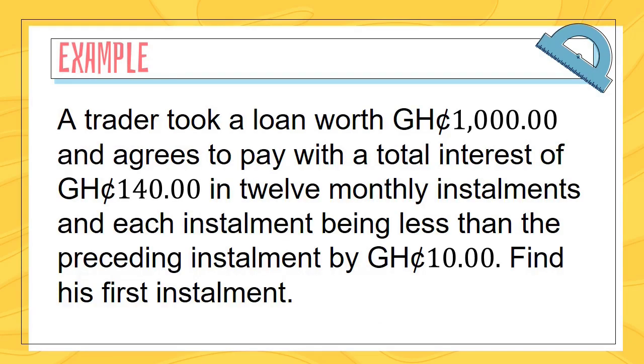66,795 cedis. In our next example, a trader took a loan worth 1,000 Ghana cedis and agrees to pay with a total interest of 140 Ghana cedis in 12 monthly installments, and each installment being less than the preceding installment by 10 Ghana cedis. Find his first installment.